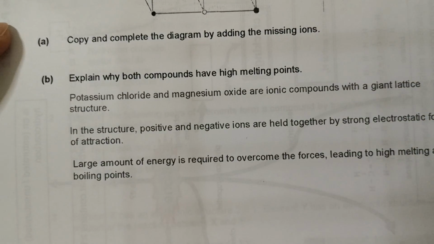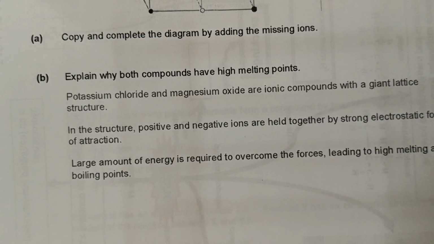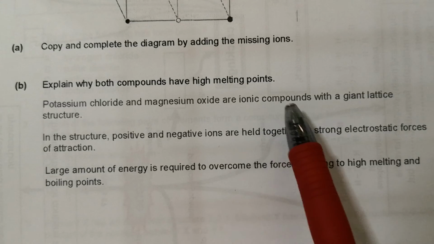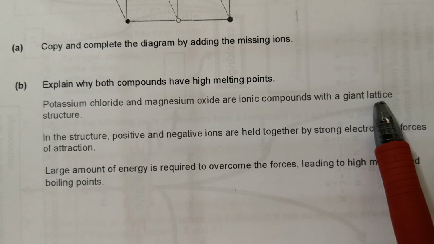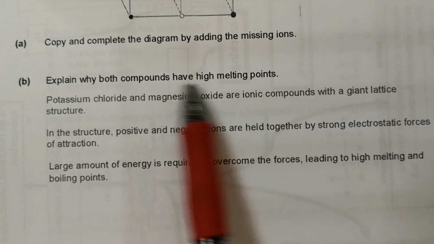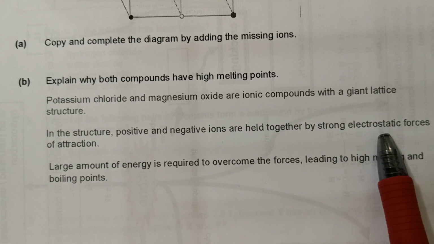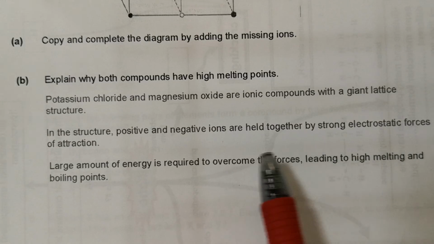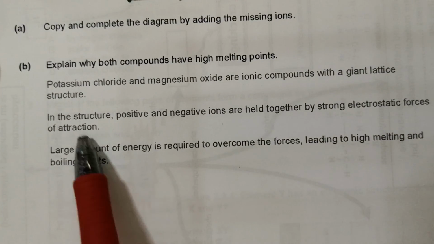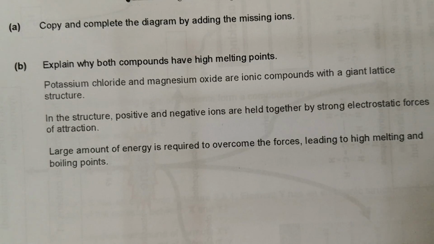And then explain why both compounds have high melting points. It's the same thing as why ionic compounds have high melting point. First of all, they are ionic compounds with giant lattice structure. This would be the structure part. The second paragraph would be the bonding, that means the strong electrostatic attraction forces. And the last paragraph would be on the amount of energy needed to overcome the strong electrostatic attraction forces. The amount of energy required is large.